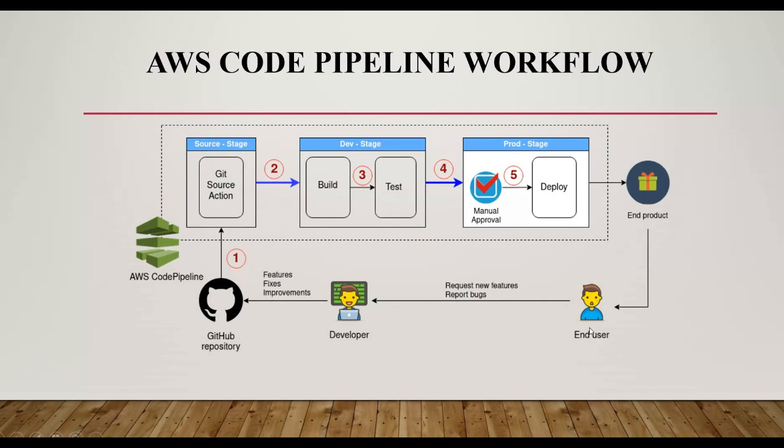The end user requests new features or reports any bugs. Then the developer improves the features. Then it starts again from the GitHub repository.